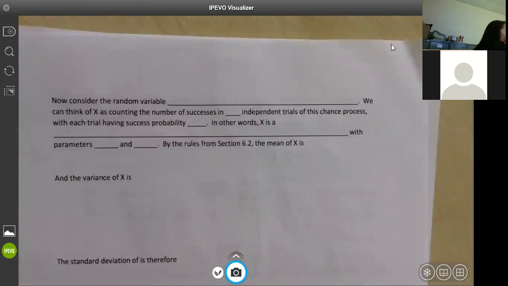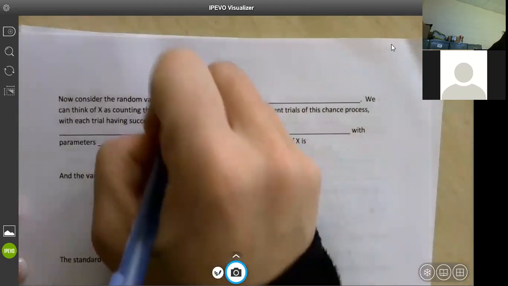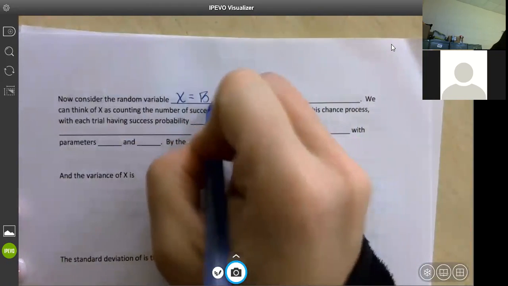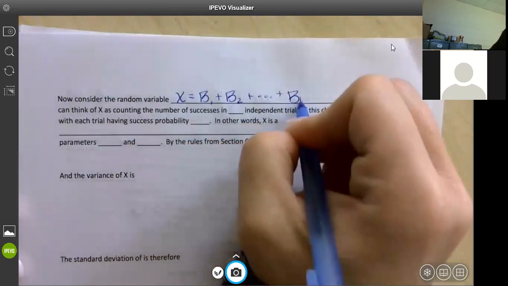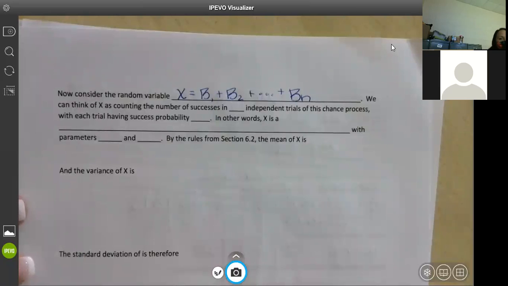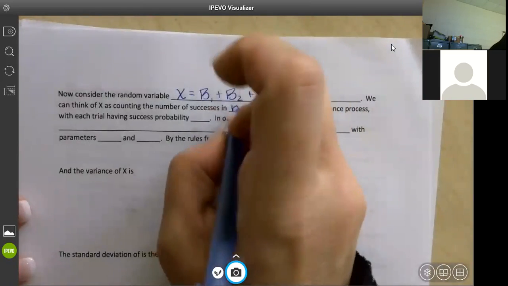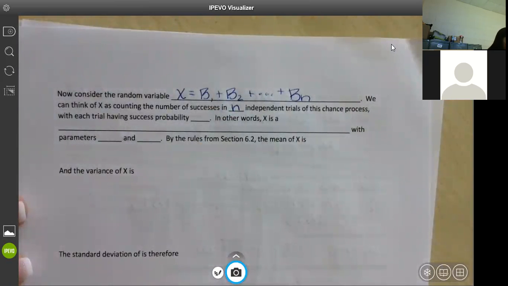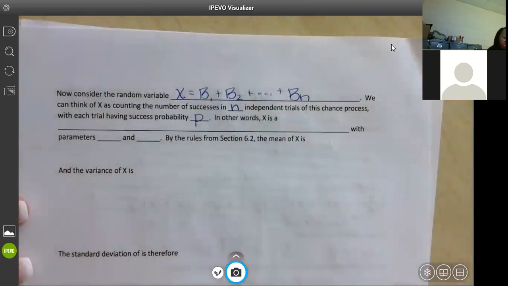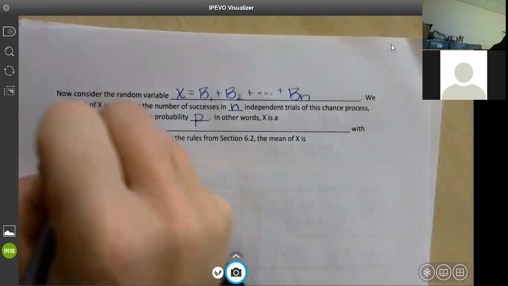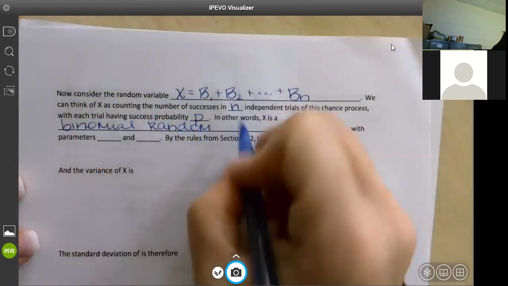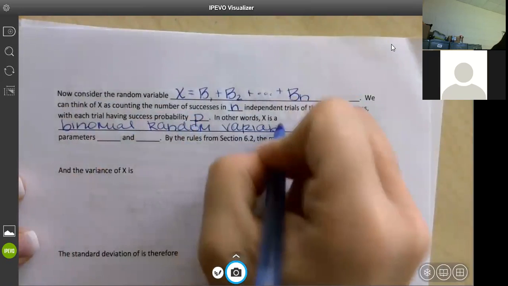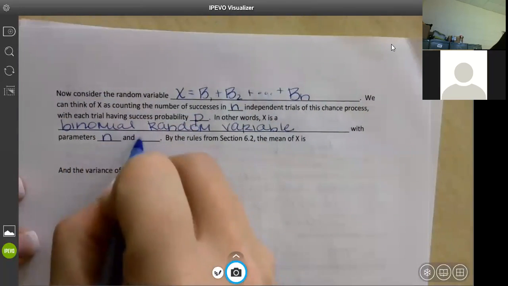So now consider the random variable x, which will equal b1 plus b2 plus all the b's until you get to the very last one, and we'll call that bn. We can think of x as counting the number of successes in n independent trials of this chance process, with each trial having success probability p. In other words, x is a binomial random variable with parameters n and p.